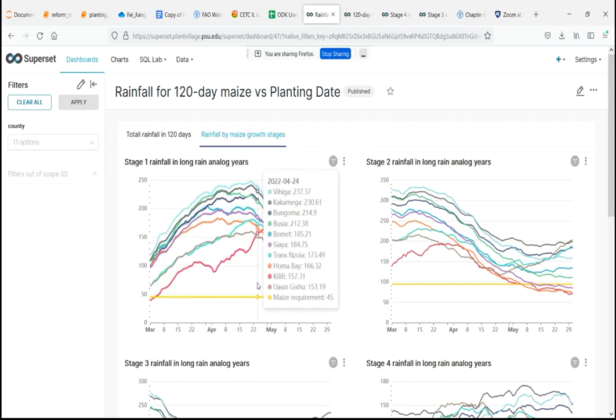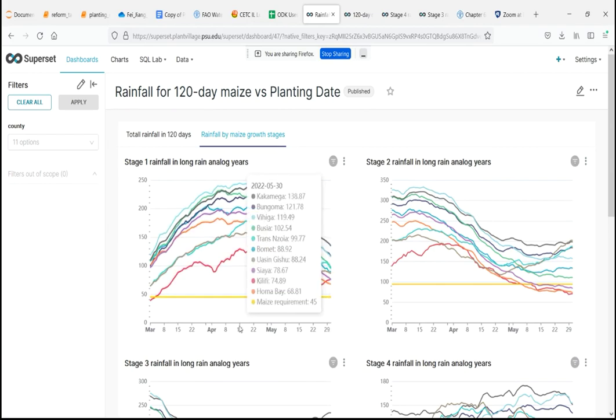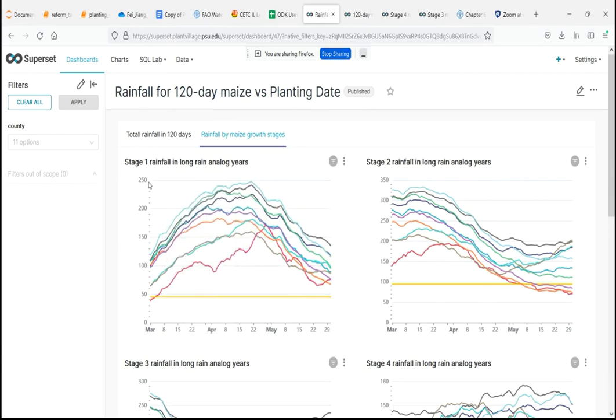So take this stage 1 figure as an example. The x-axis shows you the different planting date options. You can choose any day between March 1st and May 31st. The y-axis shows you the rainfall you will receive in this stage 1, in millimeters. Stage 1 is the first 25 days after planting, and I get this as the average of the historical analog years in the past 40 years.